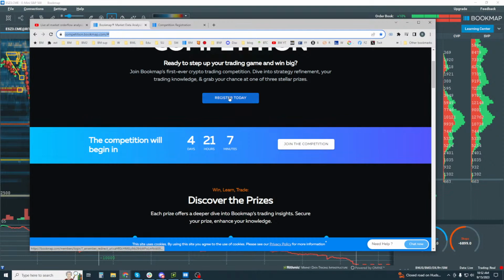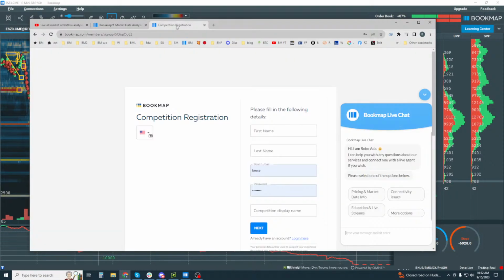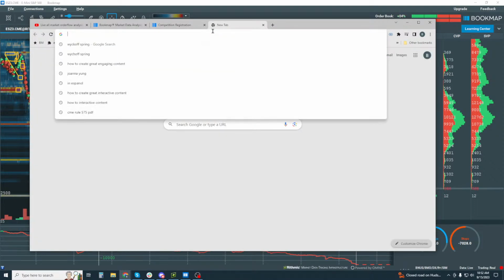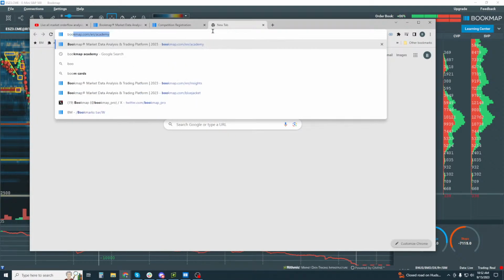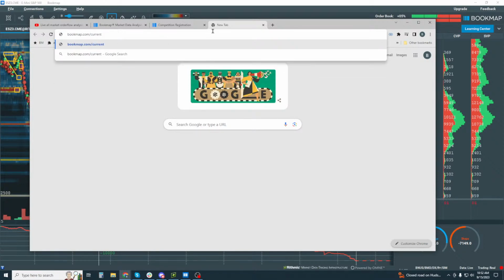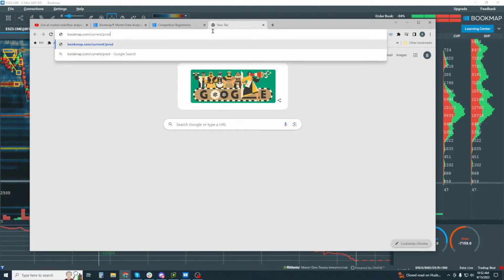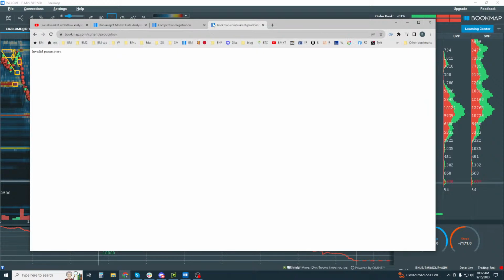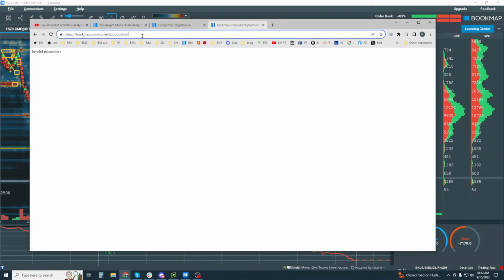Anyway, you need to register for the competition. Then you'll need to download and install the Bookmap latest production version, and I can provide that here for you. It is bookmap.com/current/production. You can also get it by just logging into bookmap.com and going through the portal. Okay, so this is the link though, and it should download it here.